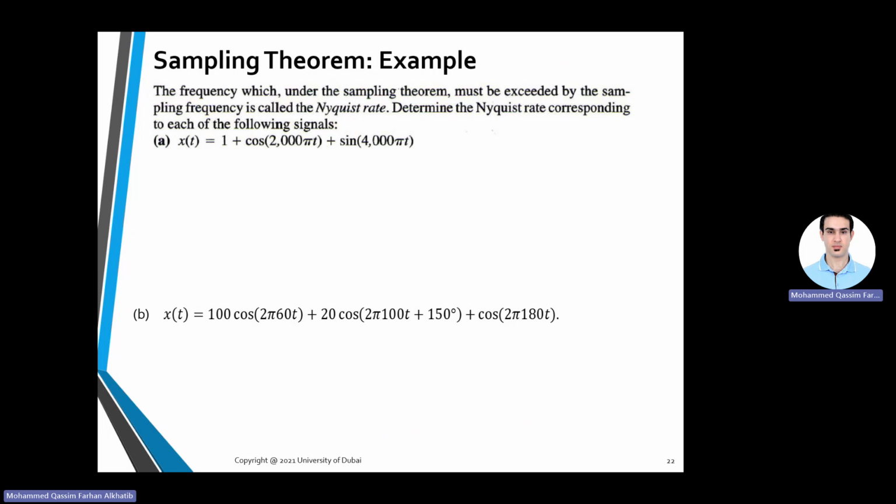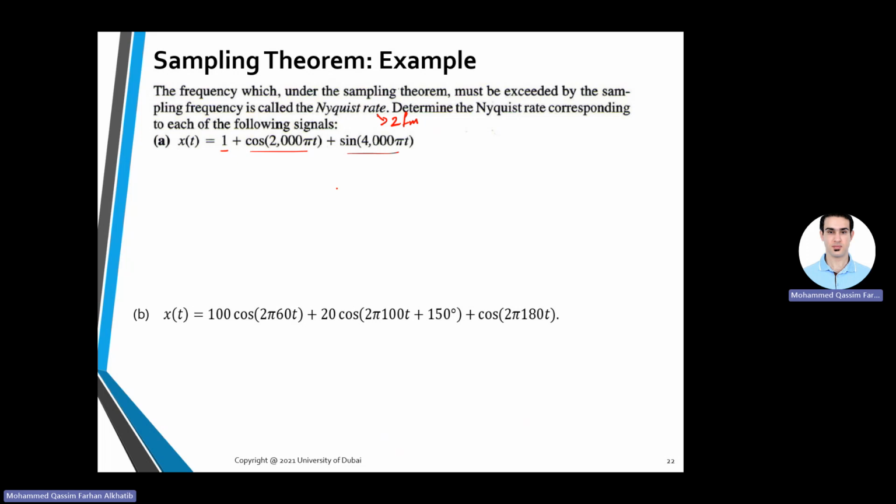Okay, so let's do some examples real quick. When it comes to finding the Nyquist rate, the sampling frequency must exceed the frequency called the Nyquist rate. Nyquist rate, we agreed, is 2 fm. Determine the Nyquist rate corresponding to each of the following signals. Now we have a composite of signals. We have this one and this one and this one.